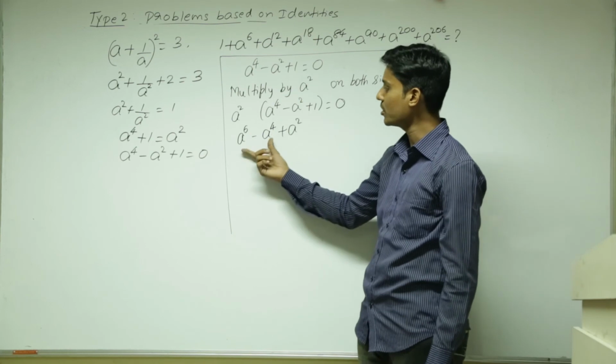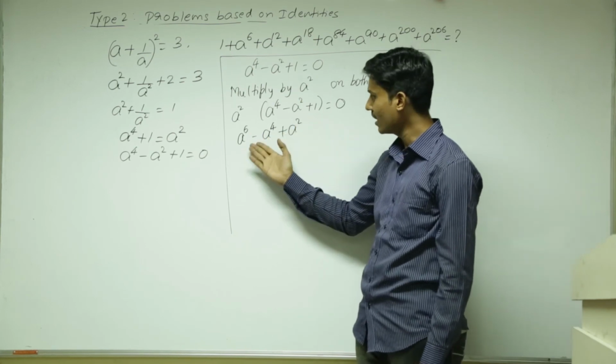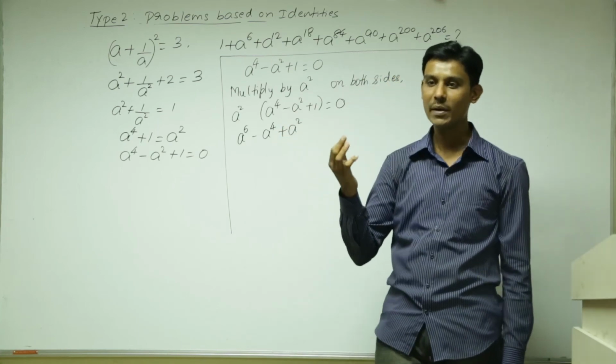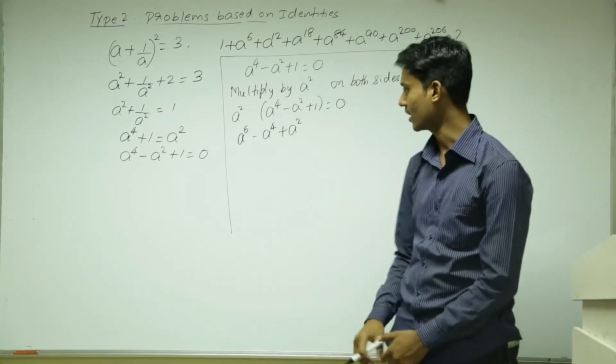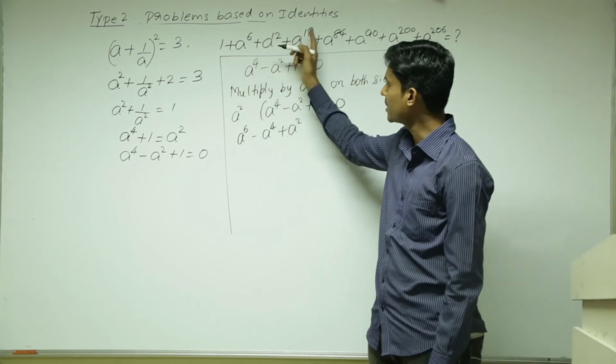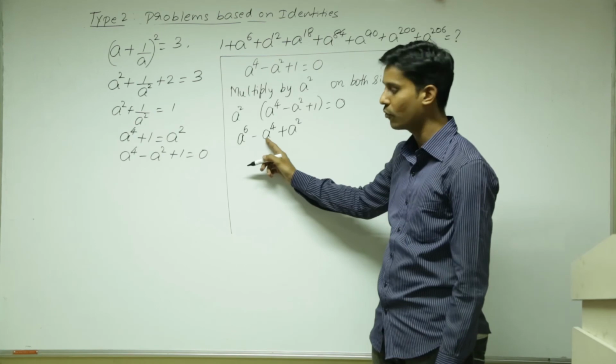Trying to reduce the equation to the simplest form, but I am still getting 3 more terms. Here also 3 terms are there, here also 3 terms are there. It makes no difference if I multiply by a square. That means I need to get only a power 6 term, because all these are multiples of 6, but I got a power 4 as a negative term.